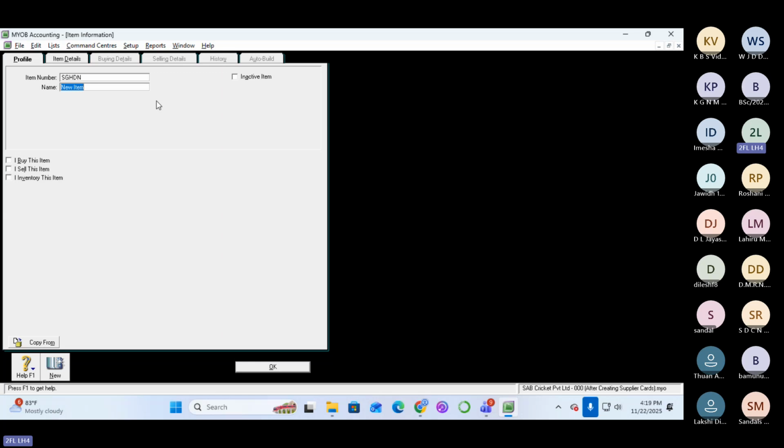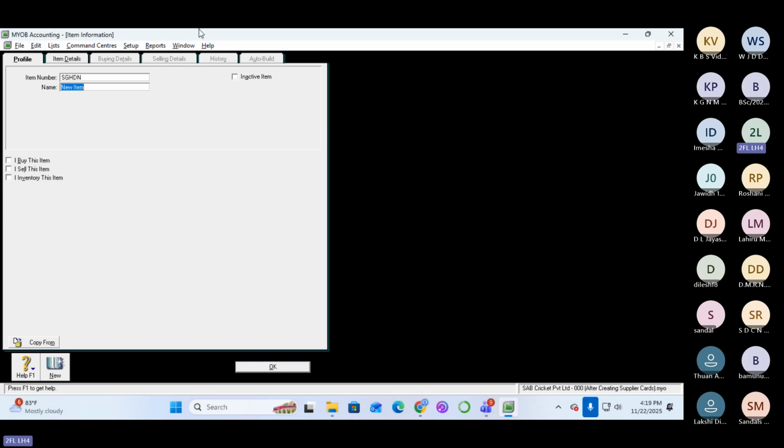In real companies, you will have 100, 200 items under the same type, right? Then what you can do is, if the nature of these items is the same, for example, the income account is the same, maybe the selling type or selling price charging mechanism is also the same, with slight differences, then you have an option called copy from. There's a button called copy from at the bottom left hand. That means you are going to copy the settings from another similar item.